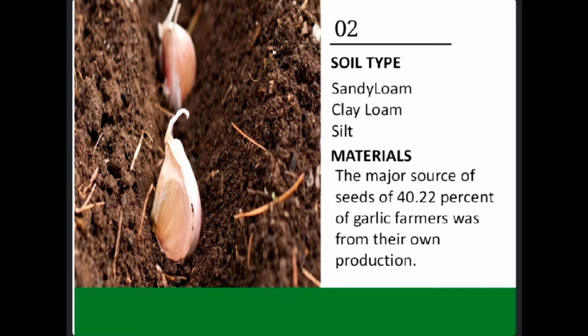Where did they get their materials? The major source of seeds of garlic was from their own production. There were around 24% each who obtained from Department of Agriculture Regional Field Unit and local government unit. Traders and input dealers were the sources of seeds of 8% and 7.56% of garlic farmers, respectively.